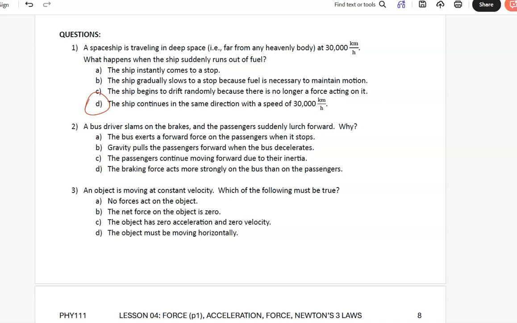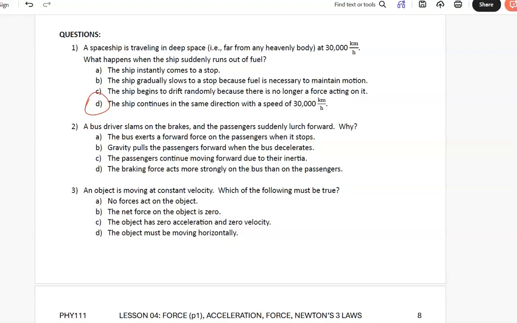All right, number 2, a bus driver slams on the brakes and the passengers suddenly lurch forward. Why? All right, this has happened to all of us in a car or a bus or an Uber or a truck. We're driving along, someone hits the brakes, and everybody moves forward. Why? A, a bus exerts a forward force on the passengers when it stops. B, gravity pulls passengers forward when the bus decelerates. C, the passengers continue moving forward due to their inertia. D, a braking force acts more strongly on the bus than on the passengers.